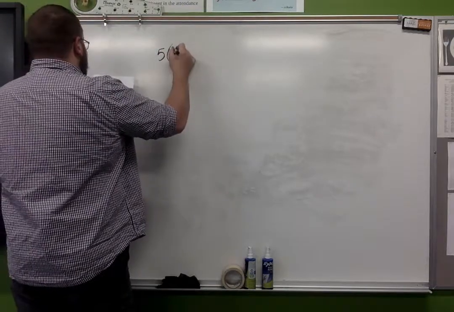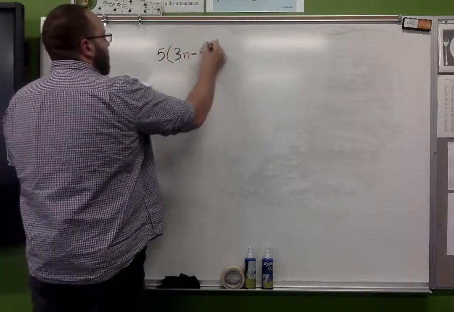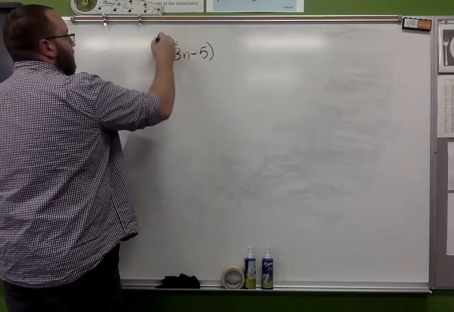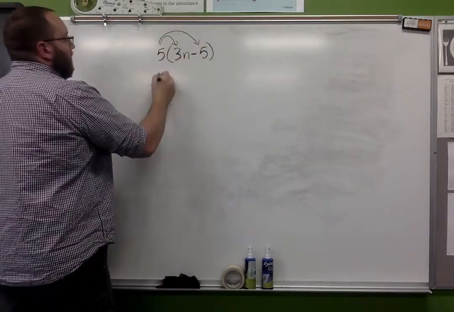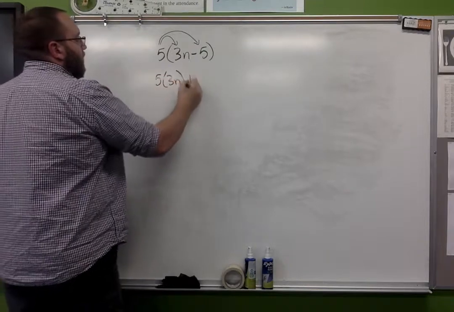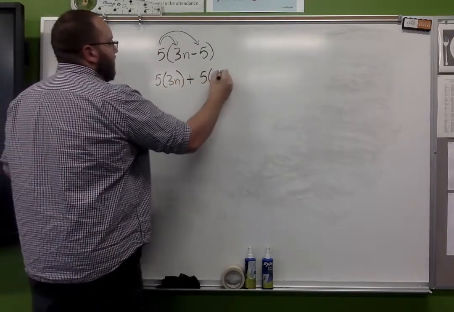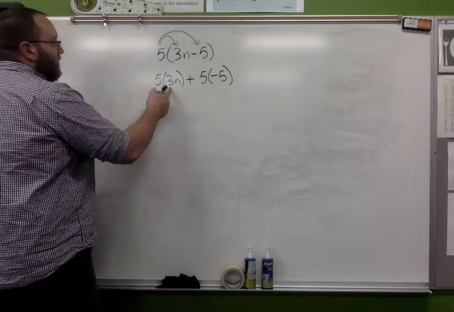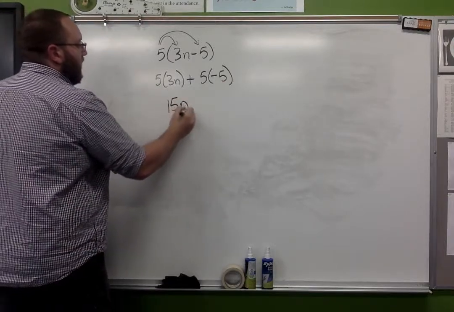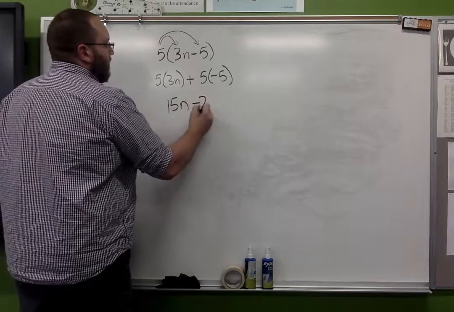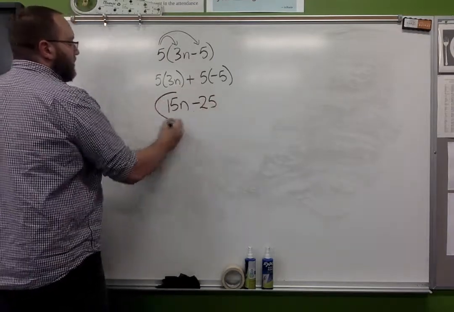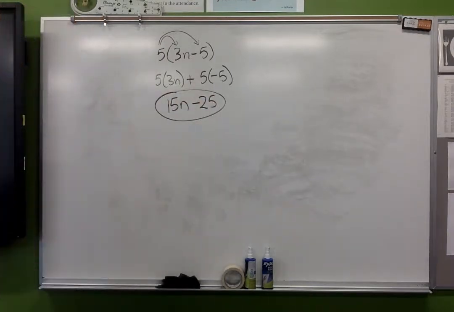Okay, 5 times 3n minus 5. 5 times 3n plus 5 times negative 5. So this is 15n. 5 times negative 5 is negative 25. And there's your answer. Pretty quick.